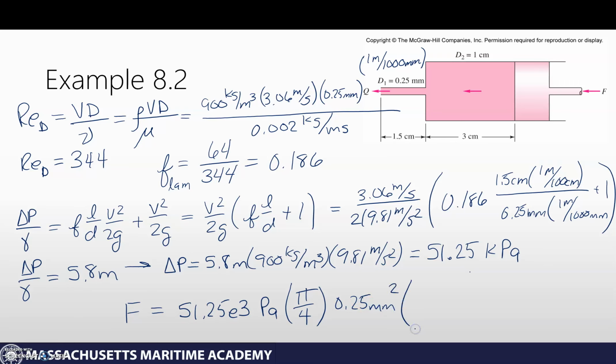Now we're going to have to convert that into the unit of meter. So we'll do 1 meter divided by 1,000 millimeters, and we'll make sure to square that. And once we do that, we're going to get an answer in newtons, because a pascal is a newton per meter squared. We're going to have meters squared as the area, so I'm left with newtons. So you're looking at an answer that's just about 4.0 newtons of force to maintain that steady flow.